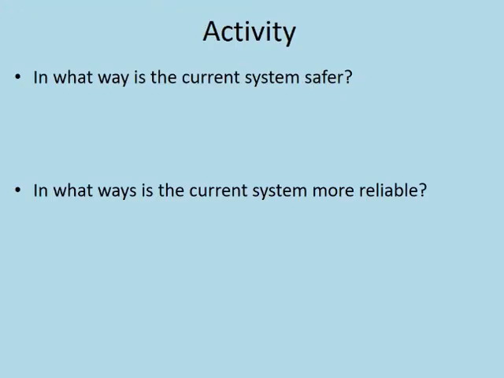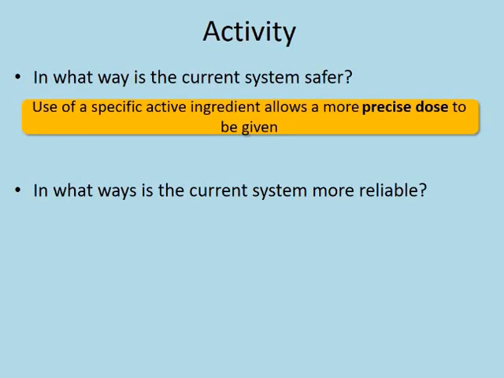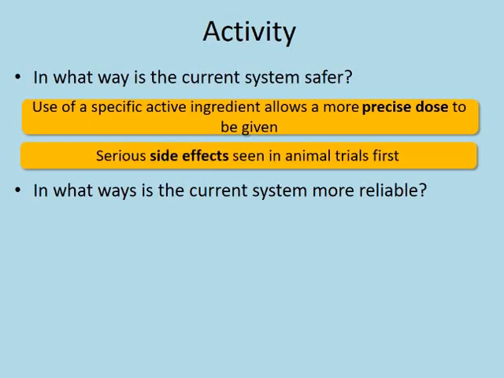So in what way is the current system safer? Now, by being able to refine a single active ingredient or a specific group of active ingredients, we can give a much more precise dose of it to our people. And by doing animal trials at the beginning, if there are serious side effects, we're not going to be giving this medicine to sick patients first. So by giving it to animals, we can see the side effects before they cause any harm to people.